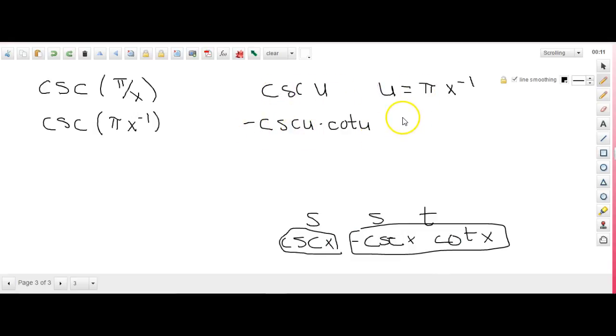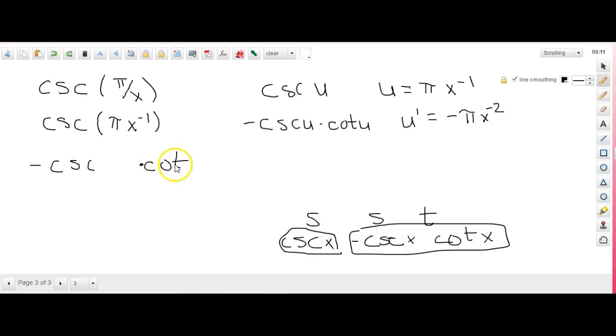Derivative of the inside is a power rule. -1 times pi is negative pi. -1 minus 1 is -2. So now we put it all together. Derivative of the outside is that negative cosecant. I'm going to leave a blank space for the u because we've got to evaluate at the inside.